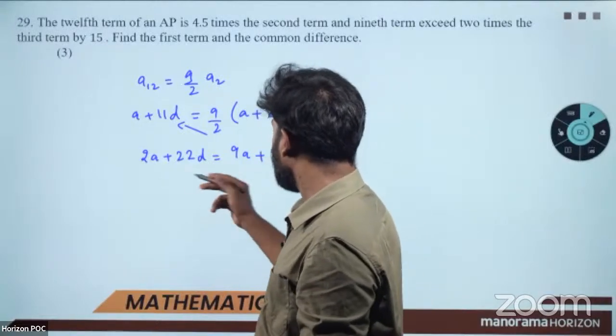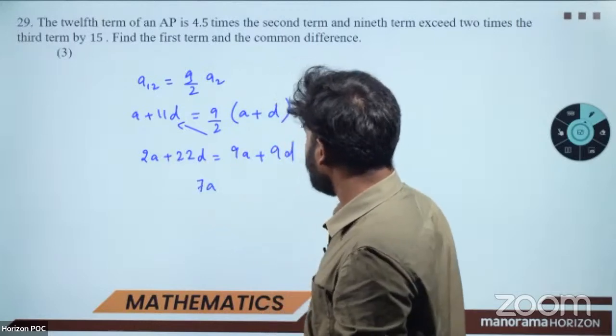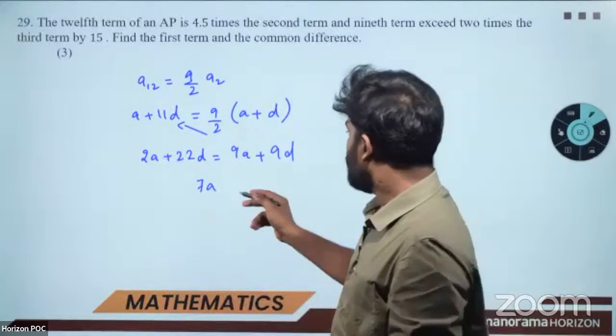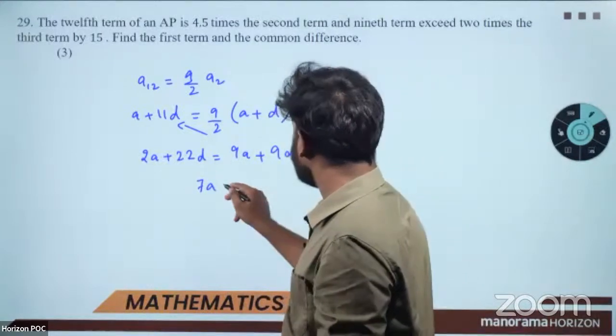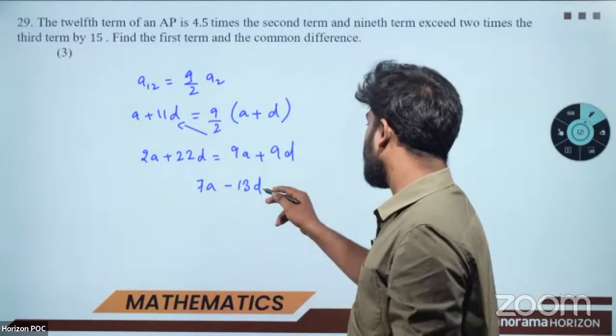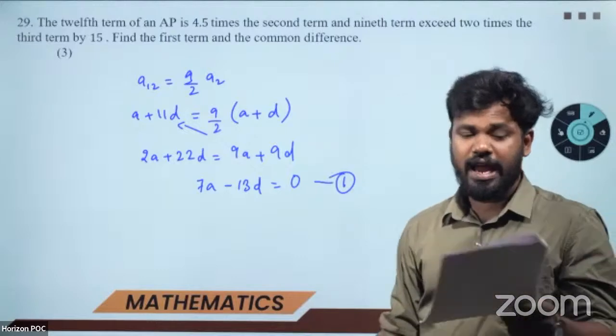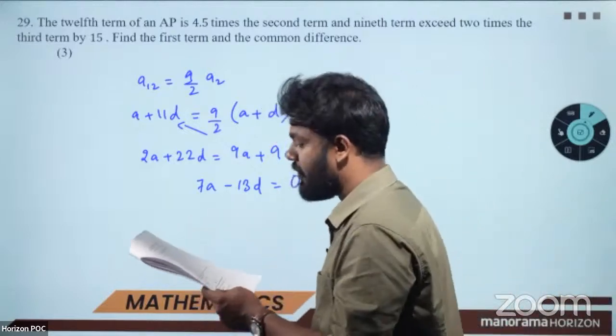And moving all this to one side, you get 7A, since 9A minus 2A is 7A. Then you have 22D. When you move it to the side, you will get minus 13D, because 9D minus 22D will be minus 13D, which is equal to 0. So this is one equation I'm getting. I'm not getting A and D, I'm getting an equation in terms of A and D.